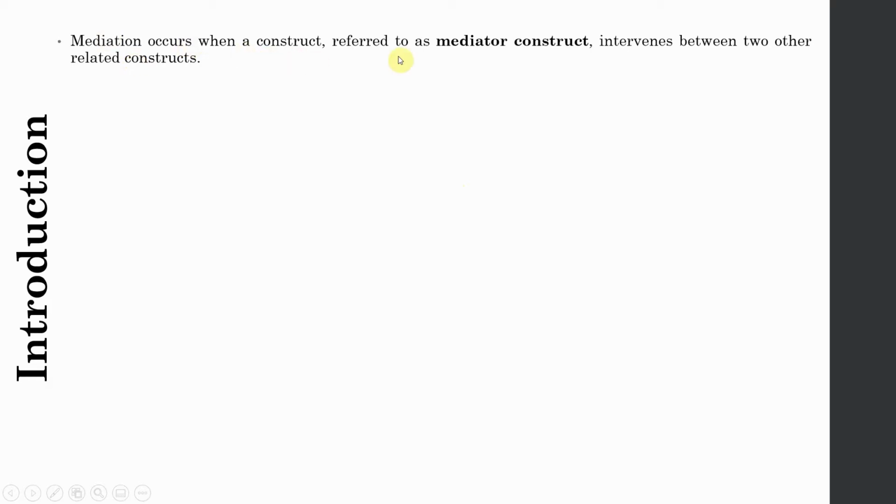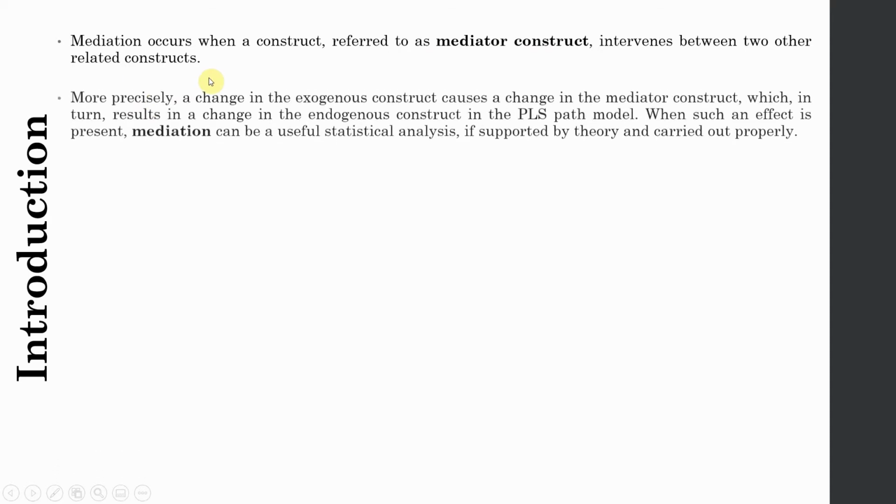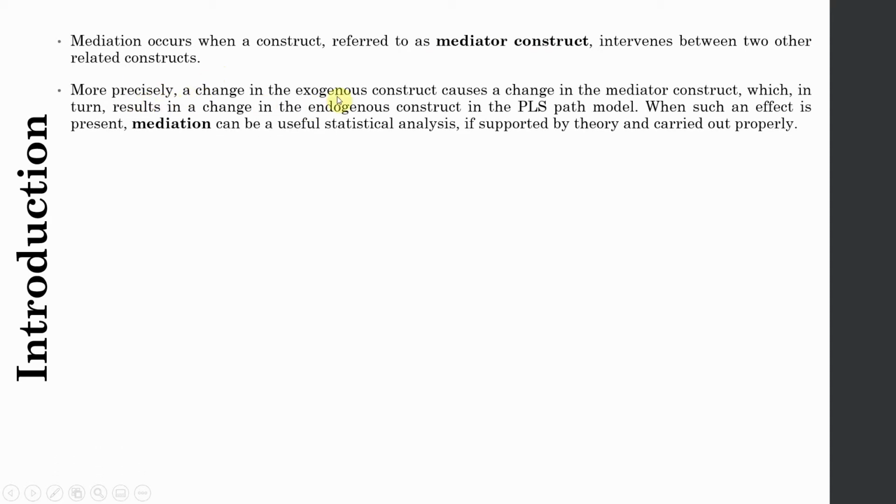Mediation occurs when a construct, referred to as your mediator construct, intervenes between two related constructs. More precisely, a change in the exogenous construct causes a change in the mediator construct, which in turn results in a change in the endogenous construct in the PLS path model. When such an effect is present, mediation can be a useful statistical analysis if supported by theory and carried out properly.